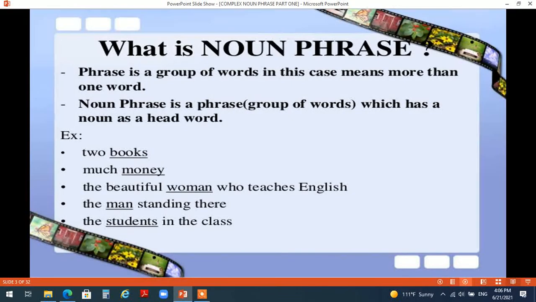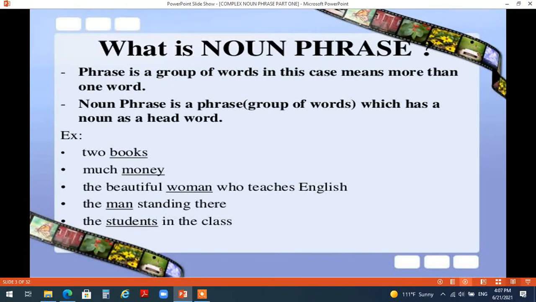So, a noun phrase, or a phrase in general, is a group of words. In this case it means more than one word. Usually a phrase is made up of more than one word. A noun phrase is a phrase or a group of words which has a noun as a head word. So we give the name noun phrase to the phrase or group of words in which the noun will be the head word. يعني تكون الكلمة الأساسية هي اسم، لذلك نطلق عليه عبارة اسمية or a noun phrase.